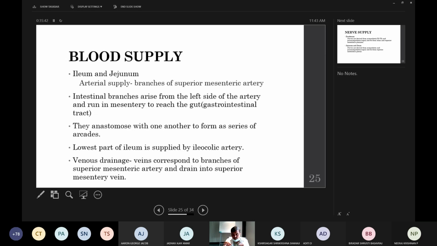They anastomose with one another and form a plexus. That is called the arterial arcade. Further small branches arise from this arterial arcade. They anastomose and form a network. That is called the vasa recta. They anastomose with one another to form a series of arcades.